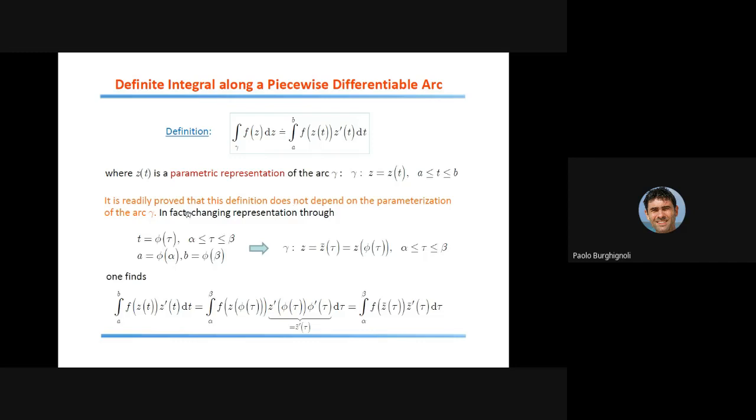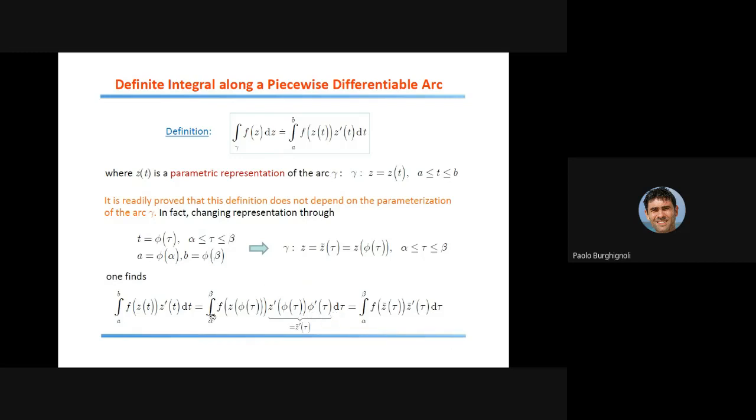That's easy to see because if you change parameter from t to tau, for example, through a function phi, where now the integration limits on the new variable tau are named alpha and beta, where a corresponds, of course, to alpha and b corresponds to beta through the reparameterization phi, then you see immediately that z is a function of the new parameter tau by the properties of the composite functions. If you calculate its derivative, which occurs in the definition of the integral given in the box above, then you will see that z prime of t can be written as a product of z prime of phi of tau times the derivative phi prime of tau.